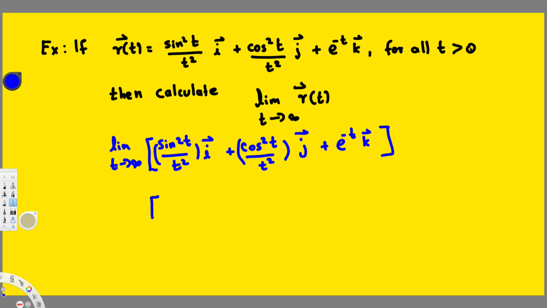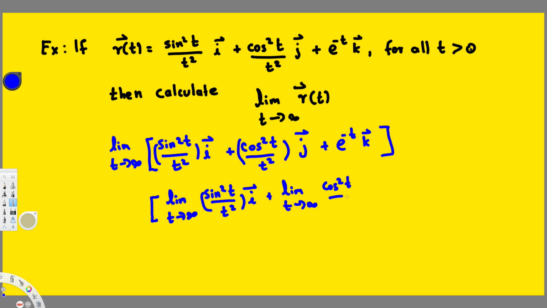Now let's go ahead and write this one differently: limit as t approaches infinity of sine squared t over t squared in the i direction, plus limit as t approaches infinity of cos squared t over t squared in the j direction, and the last one is going to be limit as t approaches infinity of e to the minus t in the k direction.